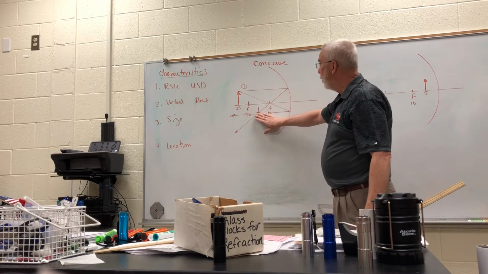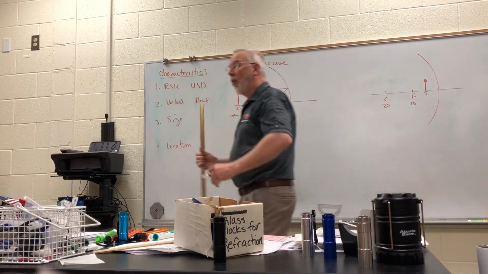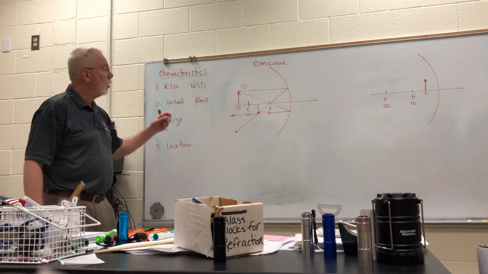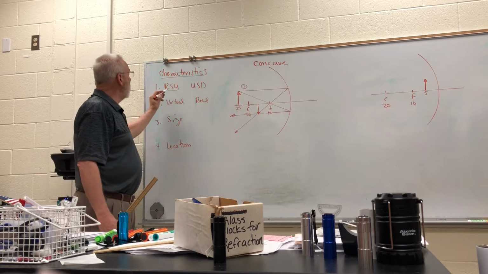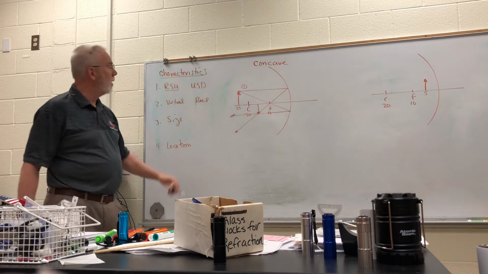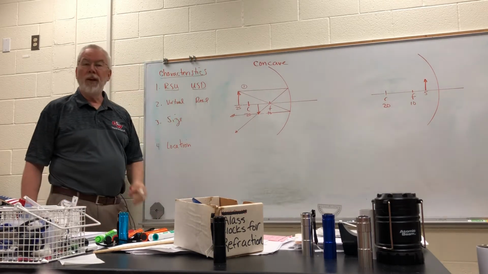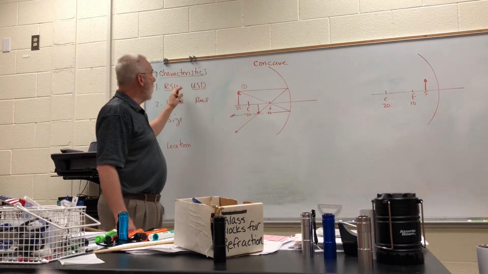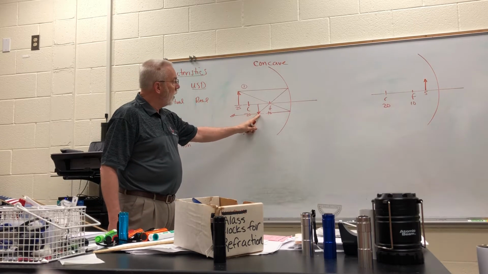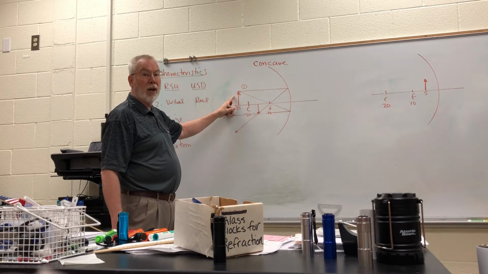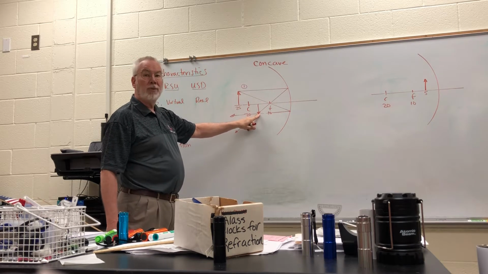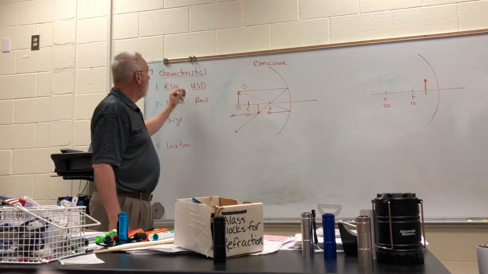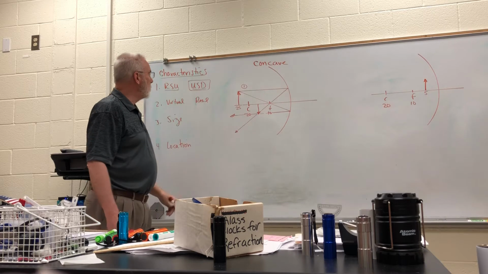Now, once we've established where the image is located, one of the questions that's often asked is, what are the characteristics of the image? Well, RSU is an abbreviation I've made for right side up, and USD is an abbreviation for upside down. We're trying to establish whether the image, which we see here, is upside down compared to the object, or whether it's right side up. If it's backwards or opposite or inverted, then it's going to be upside down. Okay? And so right away we know that this image is upside down.